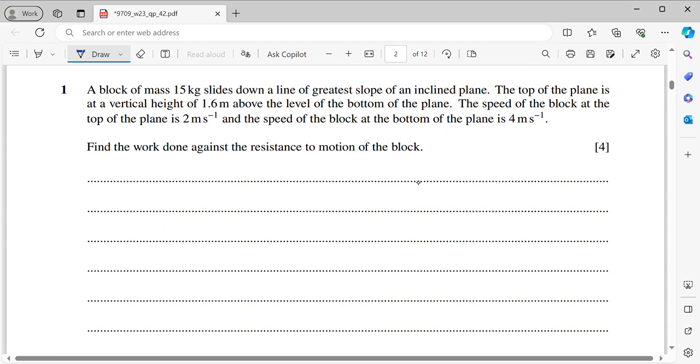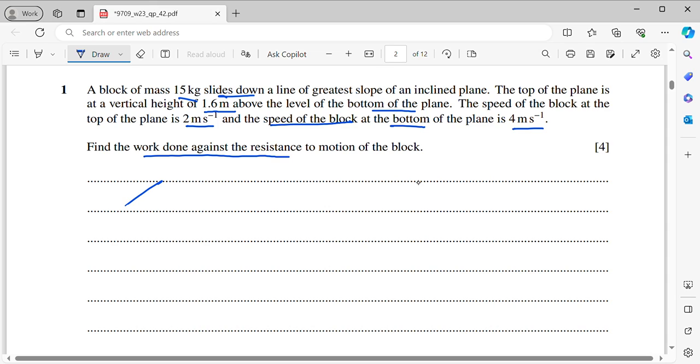For question number 1, a block of mass 15 kilograms slides down a line of greatest slope of an inclined plane. The top of the plane is a vertical height of 1.6 meters above the level of the bottom of the plane. Now the speed of the block at the top of the plane is 2 meters per second, and the speed of the block at the bottom of the plane is 4 meters per second. Now find the work done against the resistance to motion of the block.